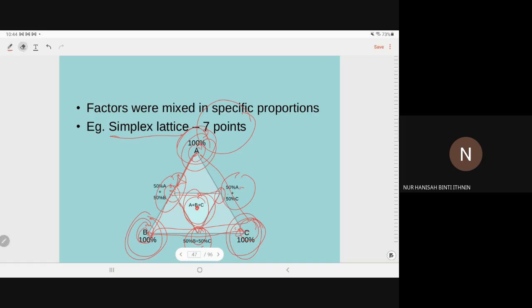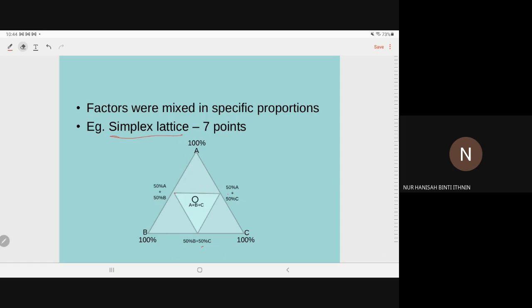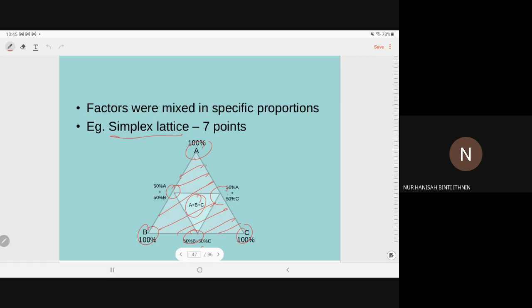Why? Because if I were to erase all of this, you can see that these are the points, while this is the experimental space. Out of the 7 points, 6 are on the lattices. That's why it is called a simplex lattice, because the majority of the points are on the lattices. Only one point is in the middle. So when we do prediction based on this one, how do we analyze it? It is using RSM. So usually we will have, like that, a surface.